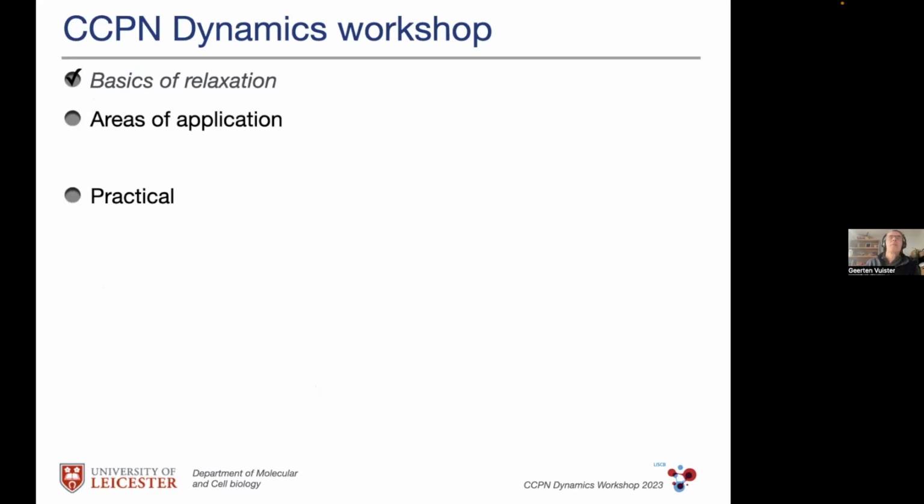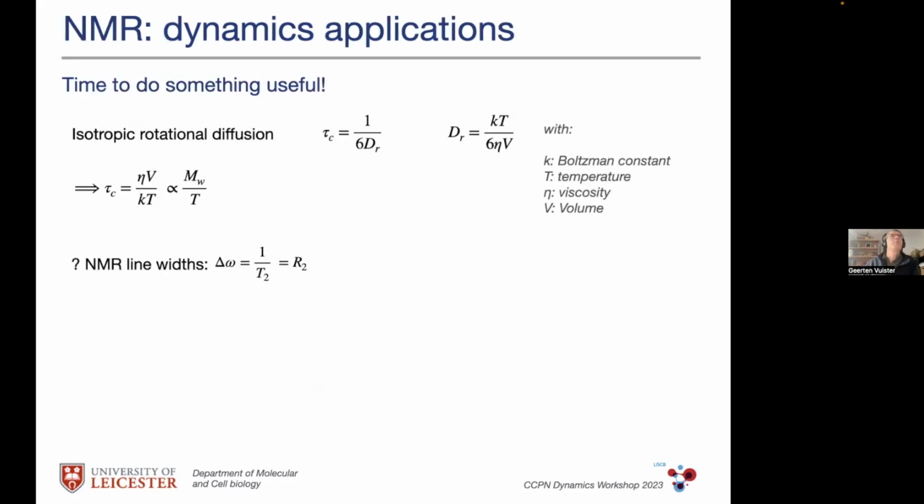Now, let's go to some areas of application where we can use it. What about NMR line width? Okay. That's something that we like to know. So we already derived that the line width in frequency or radians is proportional to R2.